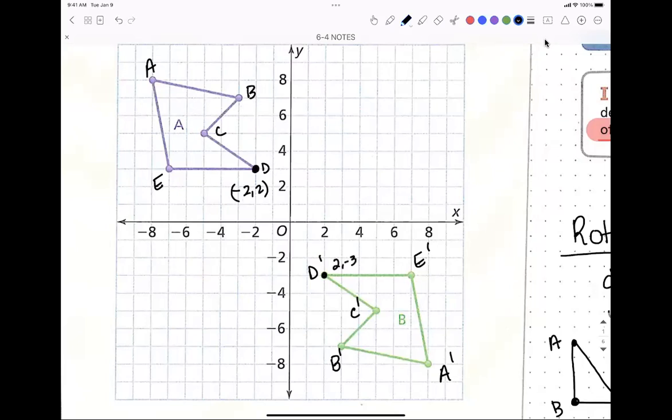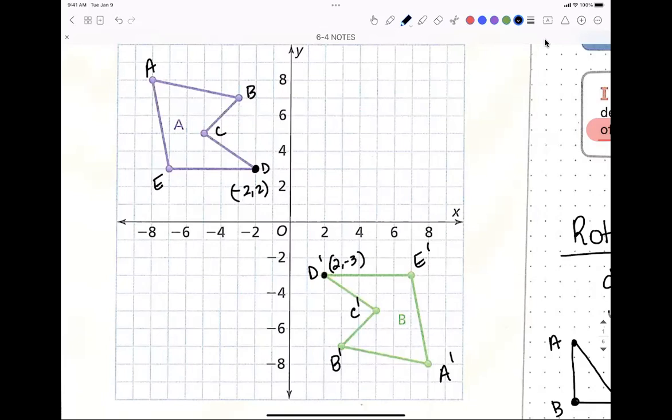2, -3. So is it a rotation? Remember the 180-degree rule that we just had? X stays X, Y stays Y. They just change signs. Our X stayed X and changed signs, right? But what about our Y? Our Y did not. So this is not a rotation.